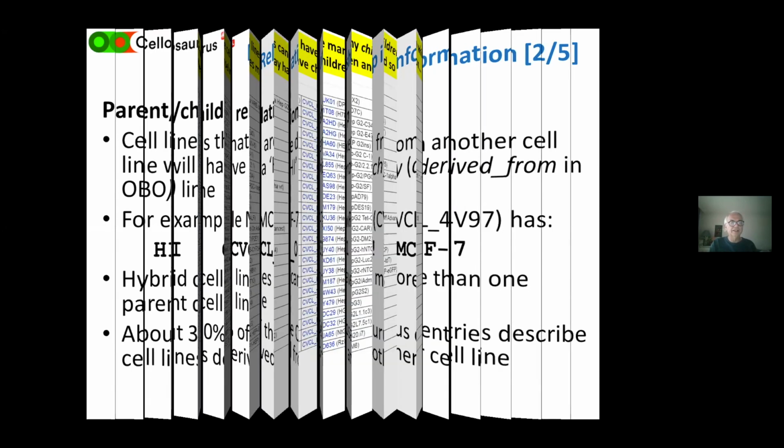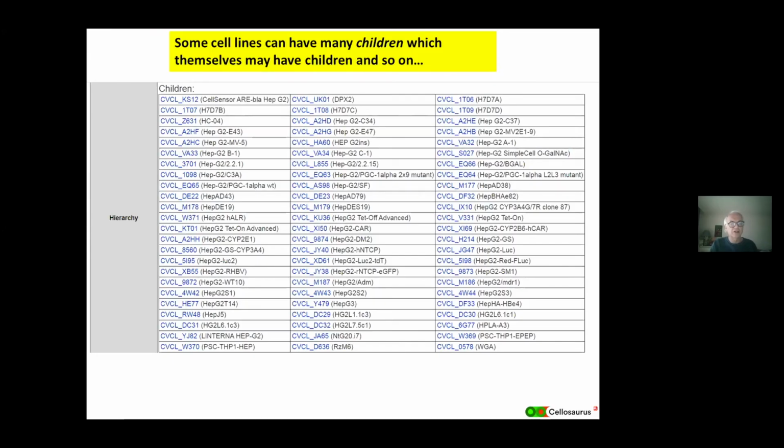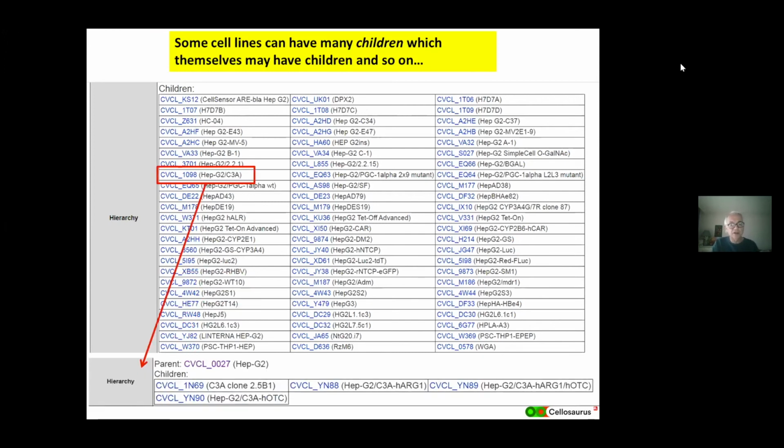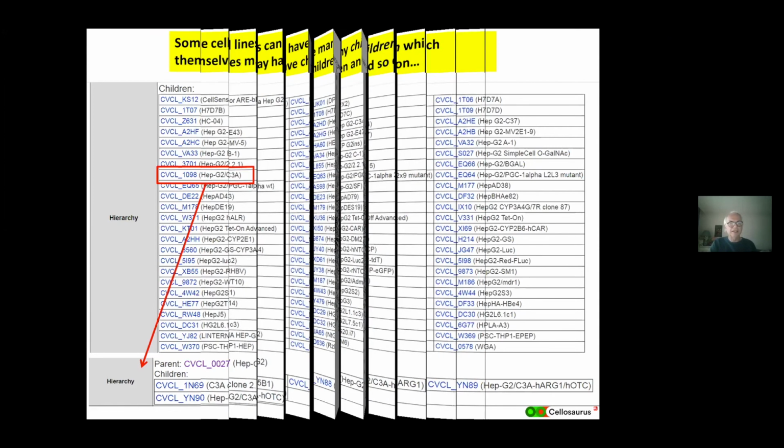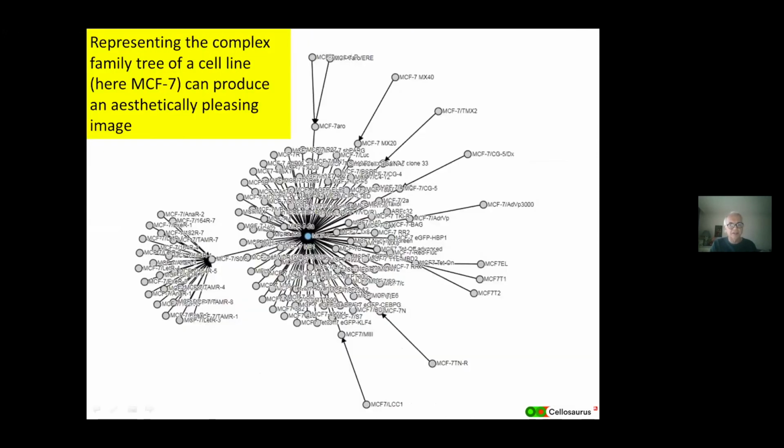Here is an example of all the children of HepG2, which themselves can have children, which themselves can have other children. Sometimes it can make an aesthetically pleasing image. Here you have MCF7 and a lot of cell lines which are derived from MCF7, one of which was itself used to derive other cell lines and so on. So you can create an interesting image of the parent-child relationships of cell lines.